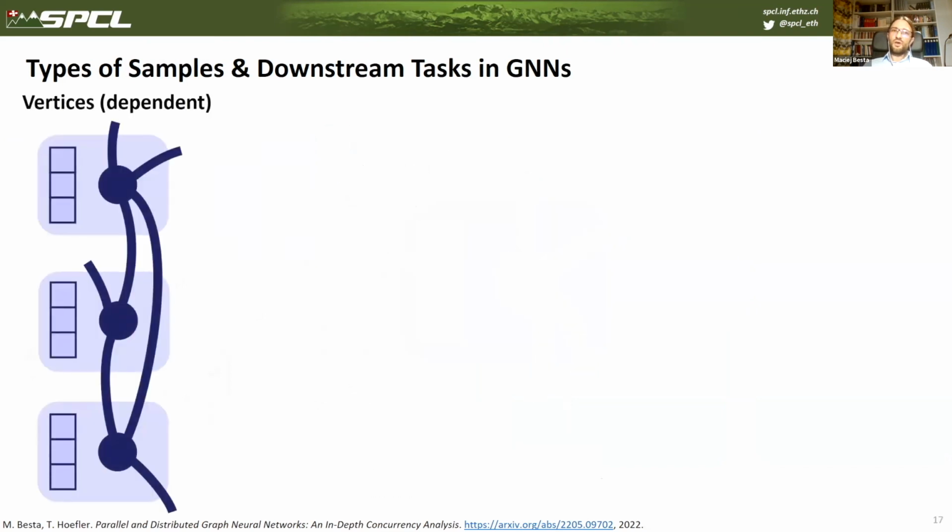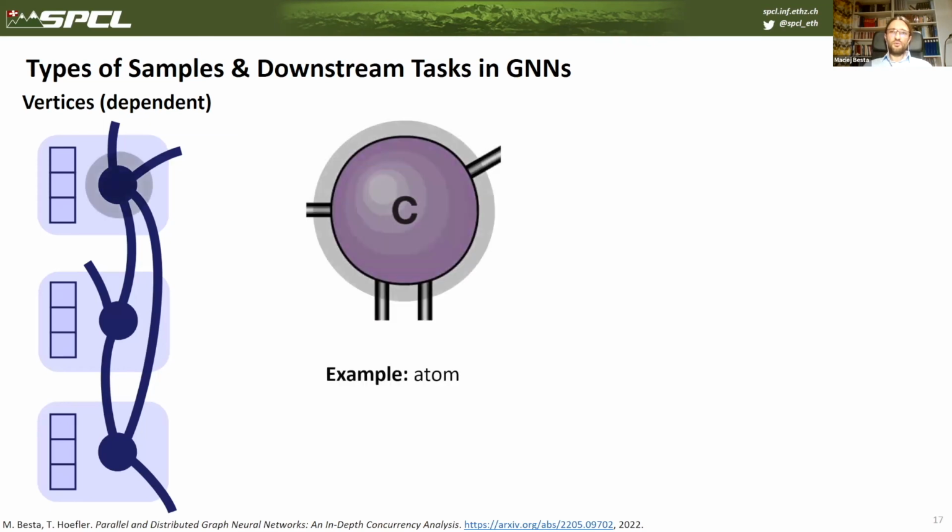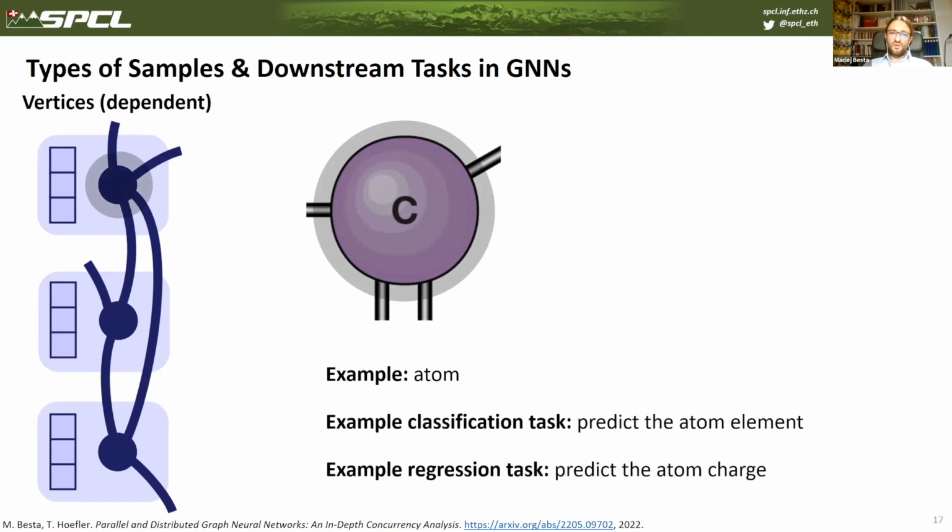Now let's take a look at different types of these samples that we have in GNNs, together with their corresponding downstream machine learning tasks. The first fundamental type are vertices that are samples, vertices that are dependent, right? So we can see these explicit dependencies between these vertex samples. This setting we heavily use in GNNs, for example, to model atoms, with an example classification task being to predict the atom element, or for example, to predict the atom charge as an example regression task.